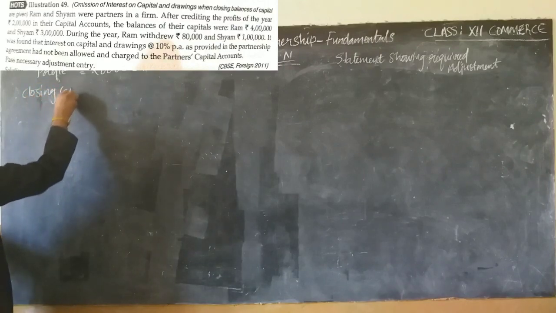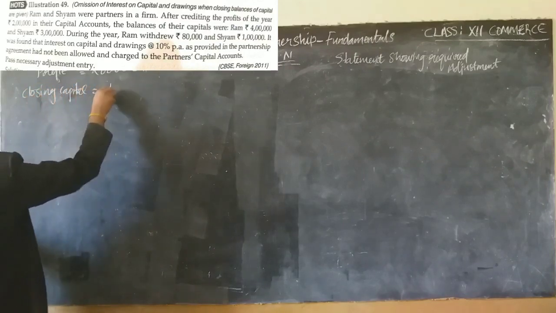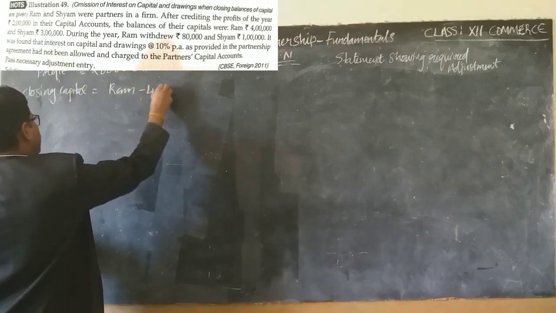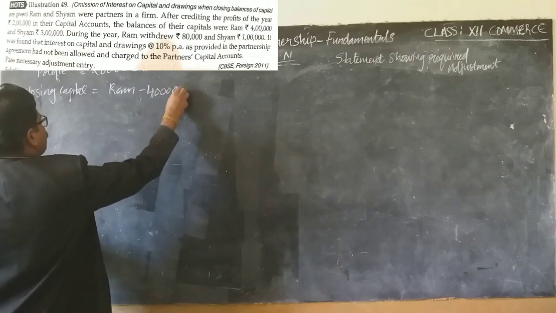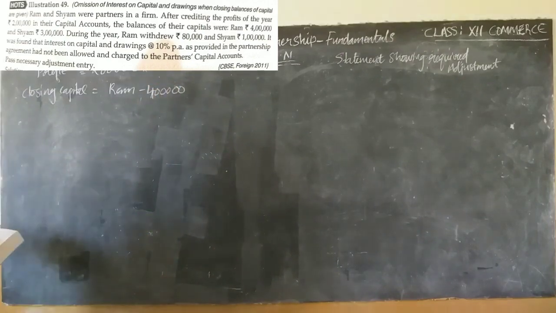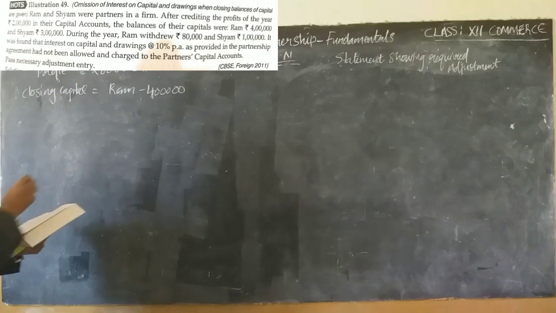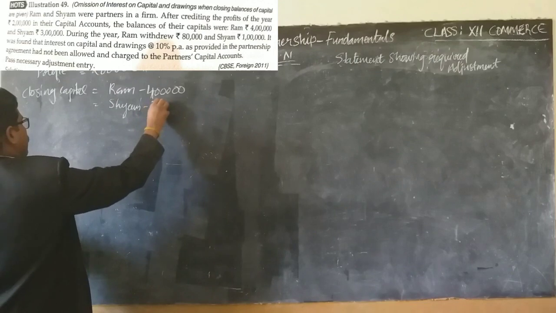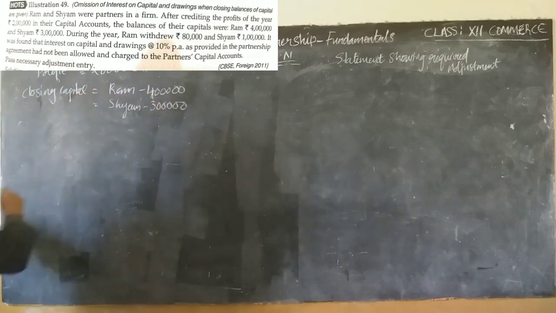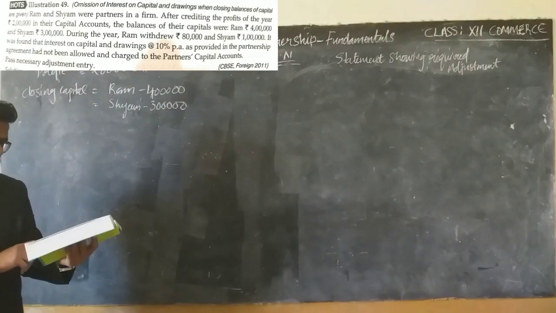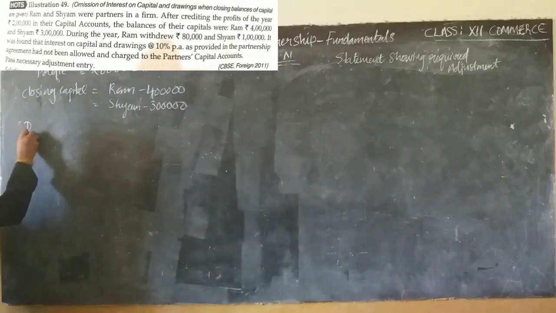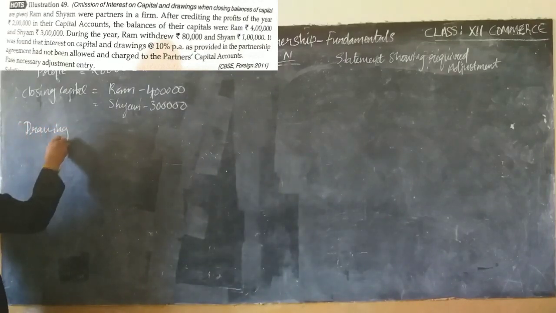Profit given is 2 lakh, and after adjustments the closing capital is given. Ram's closing capital is 4 lakh rupees, and the capital of Shyam is 3 lakh rupees. It is closing capital, that means after crediting the profit and after doing all adjustments. And the next one, what was given? During the year, Ram withdrew rupees 80,000. So drawings are also given. What are the drawings?